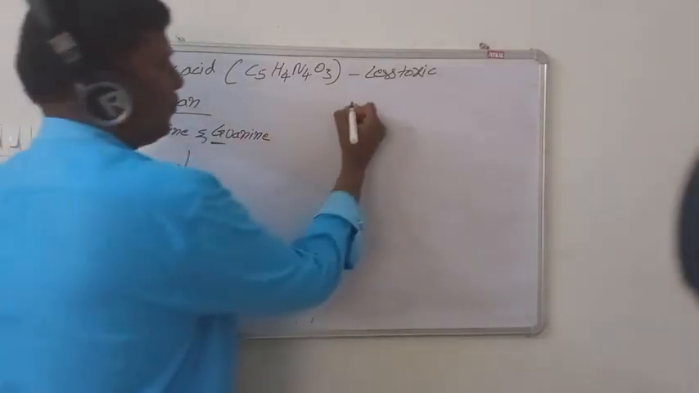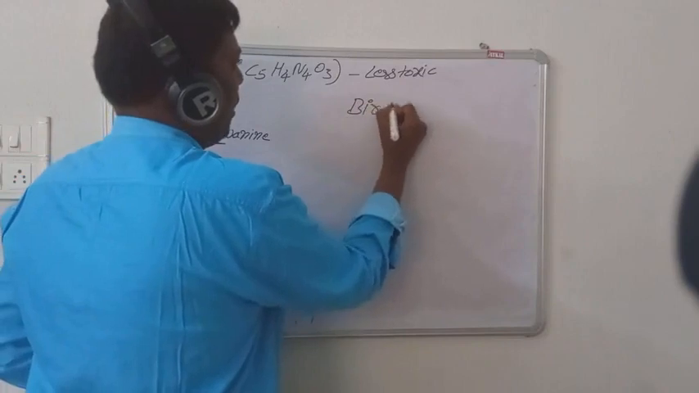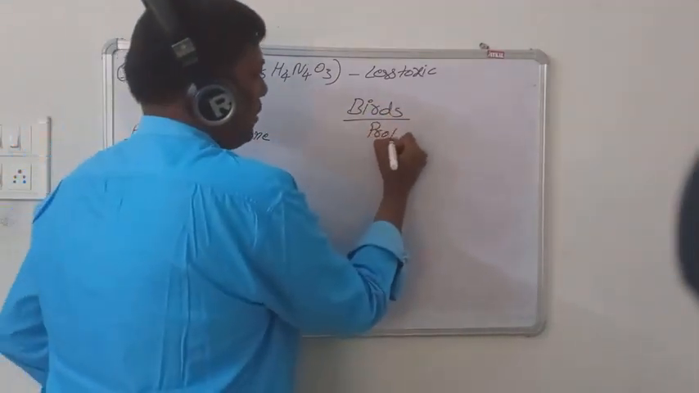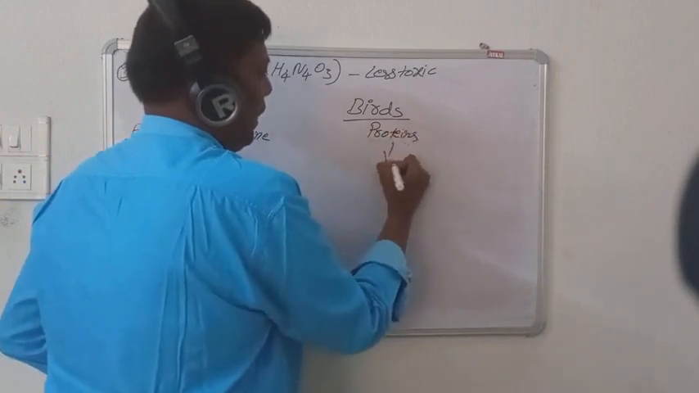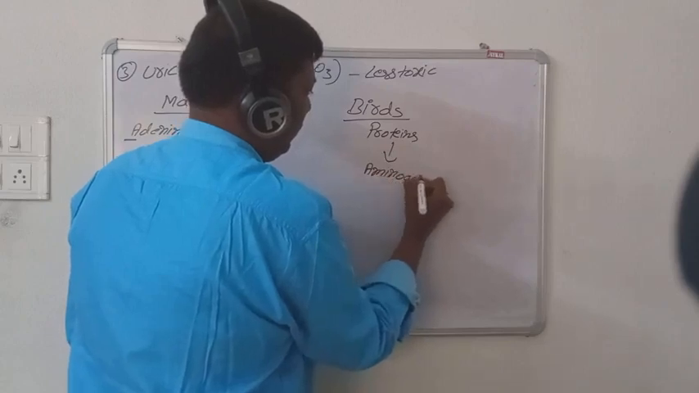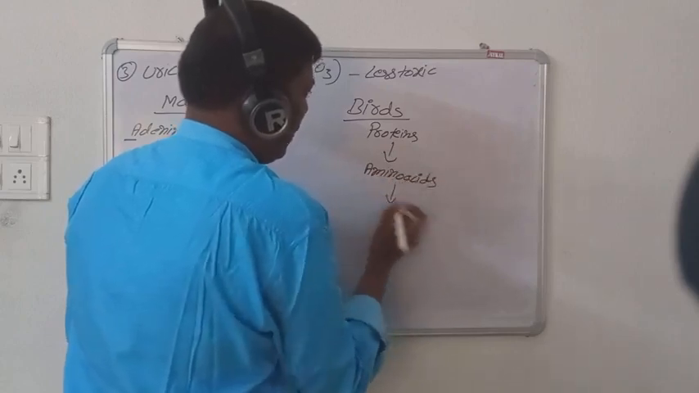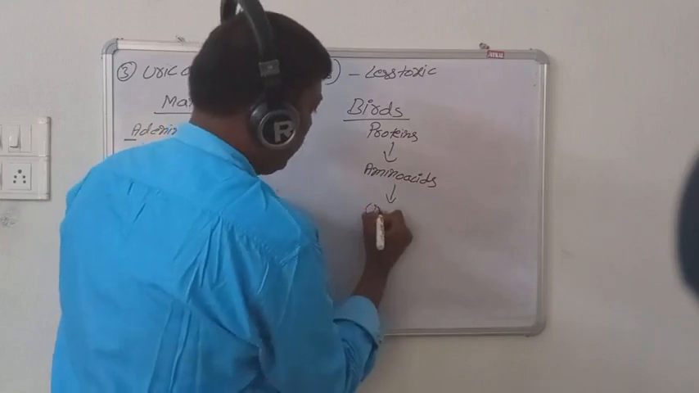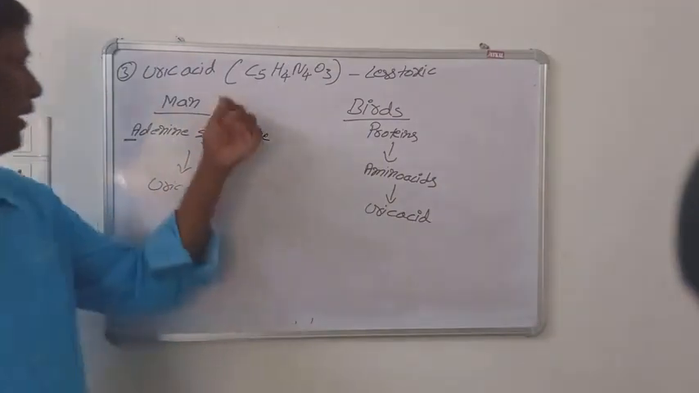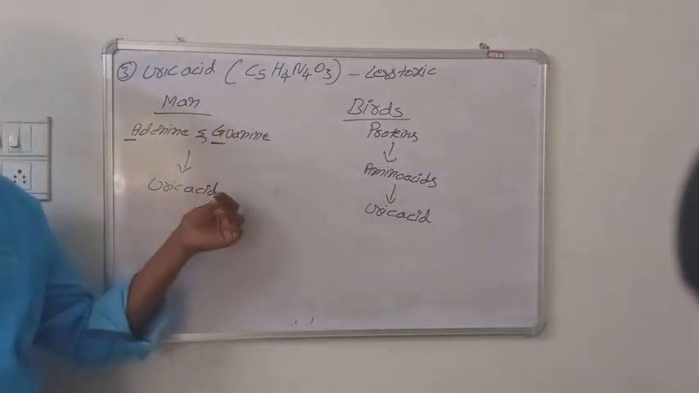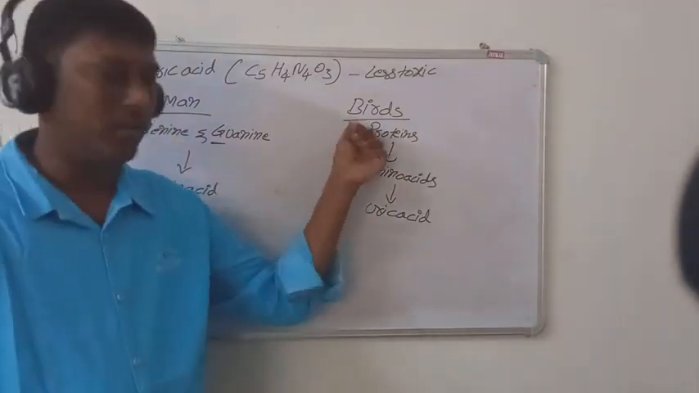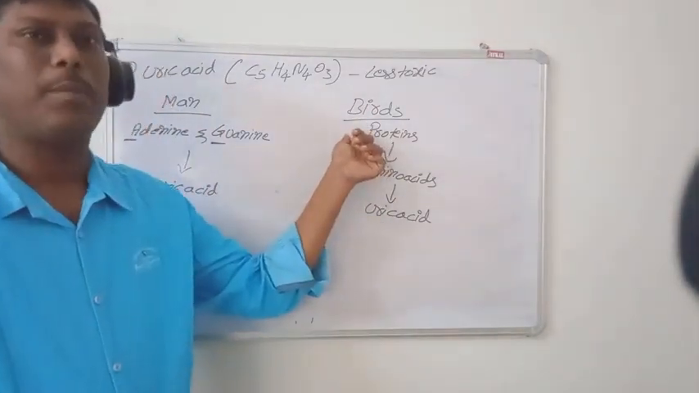Okay, next step. In case of birds, proteins break down and produce amino acids. Afterwards, the amino acids convert into uric acid. So in case of man, uric acid is produced from the two important nitrogenous bases, adenine and guanine. In case of birds, uric acid is produced from proteins.